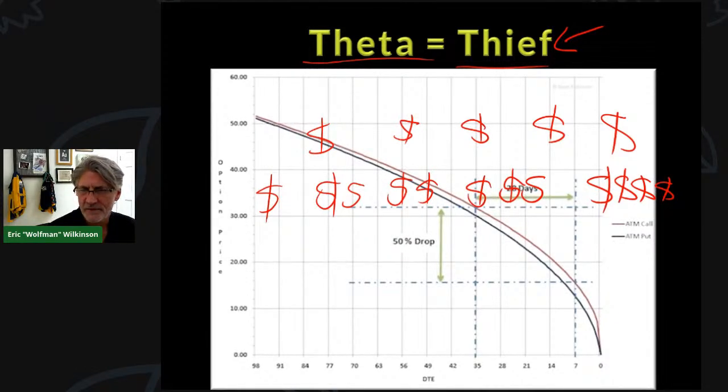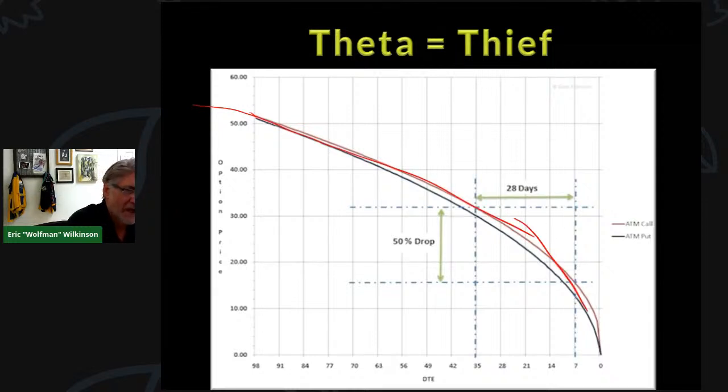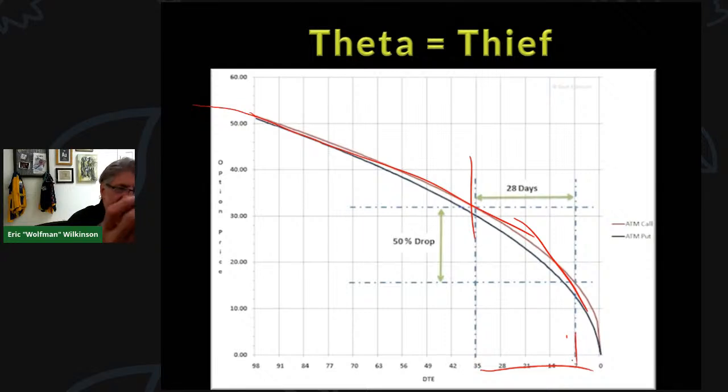So we can see out here in time, Theta does not really even know you exist. So he's maybe taking a penny out of your pocket or $1 or two, but you come in here and then this is where he really starts ramping up. You can see basically from 35 days to 7 days, you have a 50% drop in those premiums.